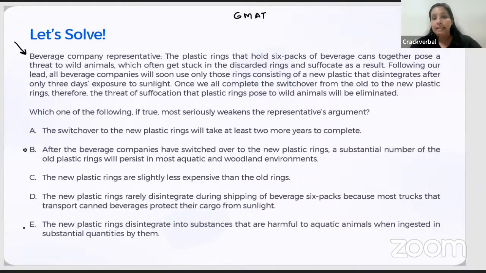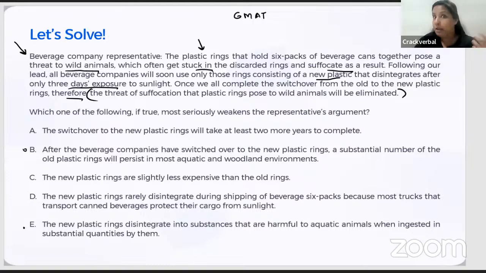Okay. So now they're telling us that there are these plastic rings that hold six-pack beverage cans together and they pose a threat to wild animals. They get stuck in the discarded ring and suffocate as a result. That's what suffocation means, where they can't breathe anymore. So what these guys have done is they've come up with a new plastic that disintegrates after 3 days exposure to sunlight. So it's going to disintegrate, not going to be a problem. Based on that, they say, therefore, once we complete the switchover from old to new plastics, the threat of suffocation that the plastic rings pose to wild animals will be eliminated.